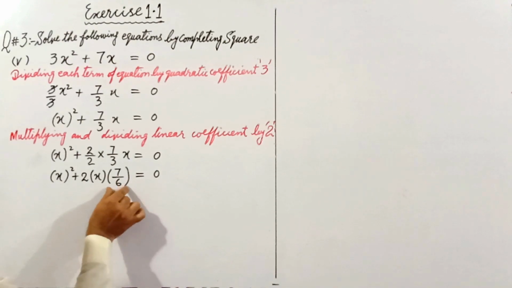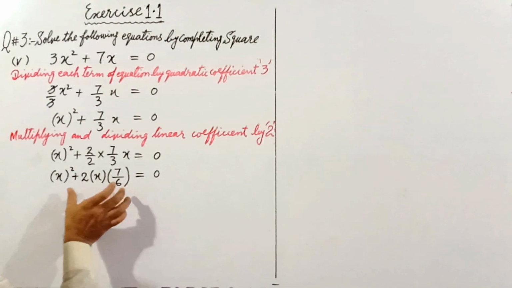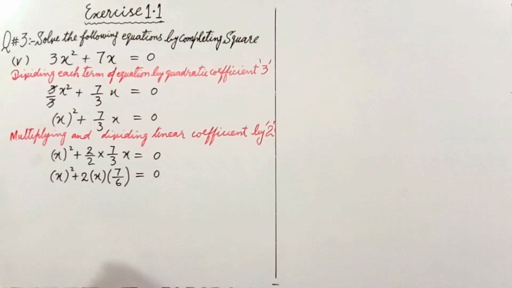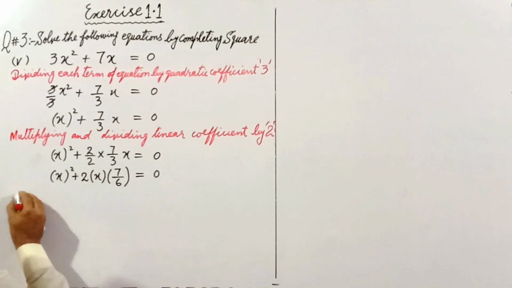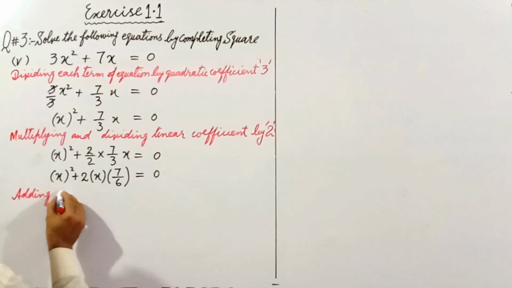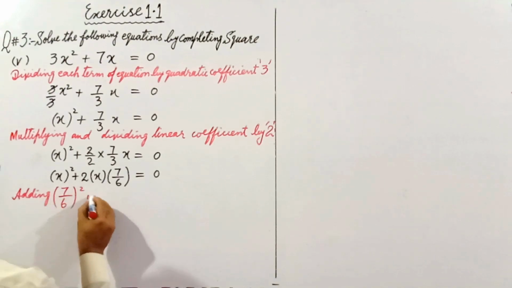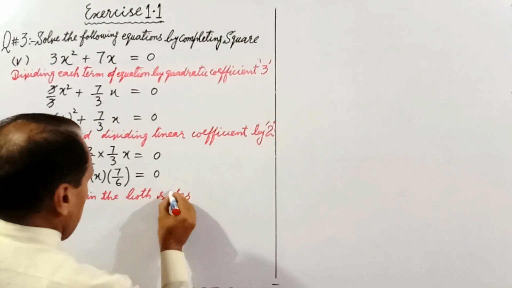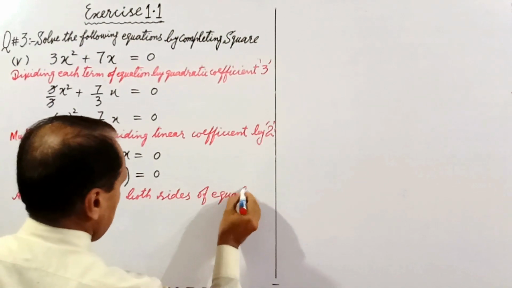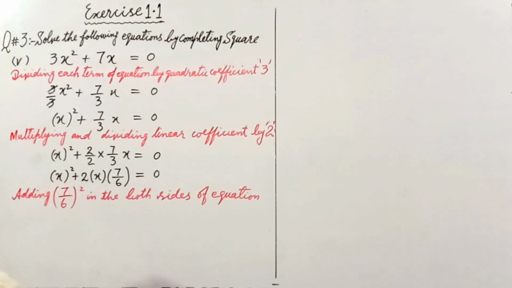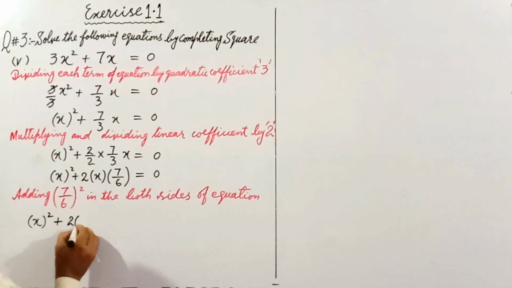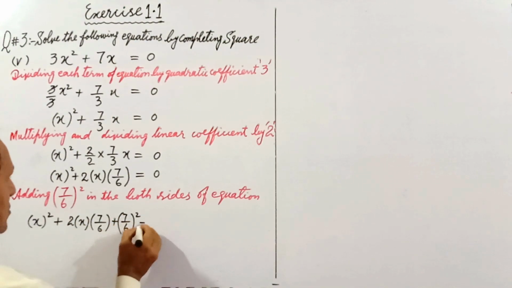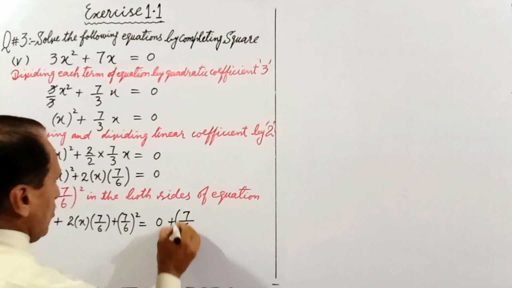Now if we add the square of 7 over 6 in the left hand side, the left hand side expression will be a perfect square, but we have to add the same value on the right hand side as well. So by adding 7 over 6 whole square in both sides of equation, we have x square plus 2 into x into 7 over 6 plus 7 over 6 whole square is equal to 0 plus 7 over 6 whole square.